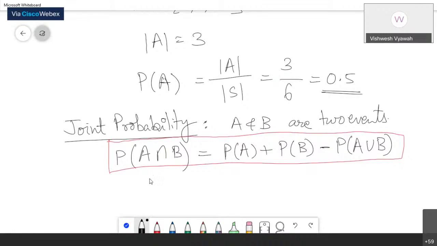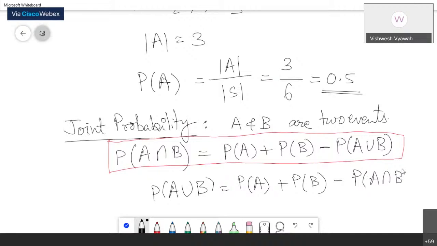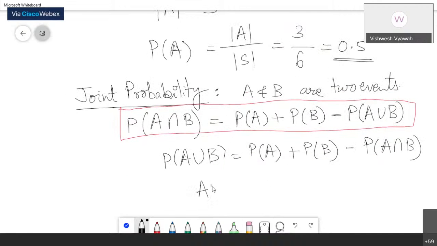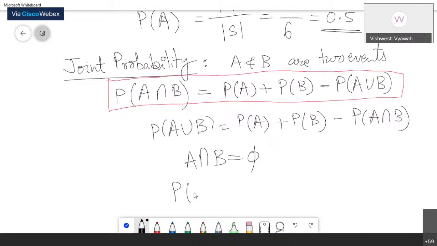So we can write down probability of A union B is equal to probability of A plus probability of B minus probability of A intersection B. Now if your A intersection B is a null set, then its probability will be 0. You see that therefore probability of A union B is equal to probability of A plus probability of B. So we will take a break here.